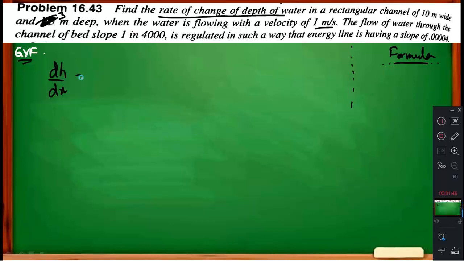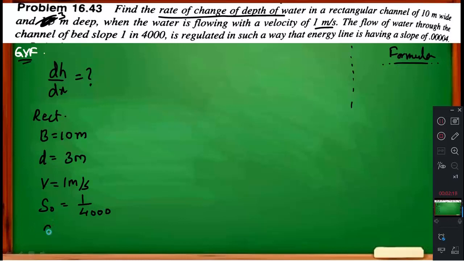Okay, this is unknown, I will keep it. Then read: rectangular channel is there, 10 meter wide, b is equal to 10 meter, and depth is 3 meter. Velocity is given, 1 meter per second. Here look at the slopes. Bed slope is 1 in 4,000, means S naught is equal to 1 by 4,000, and energy slope SE is equal to 0.0004. Okay, these many data are given. dh by dx is asked.